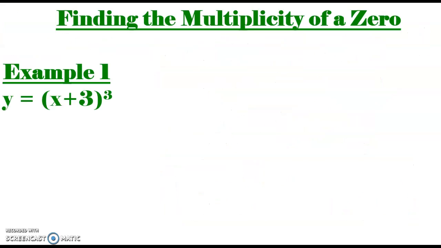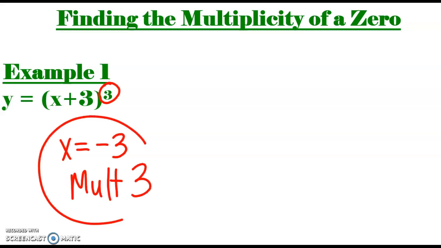In 30 seconds, let me try and tell you what a multiplicity is. If it happens more than one time. So like here, we know the 0 would be -3. It has a degree 3, which means it happens 3 times. So it has a multiplicity of 3.